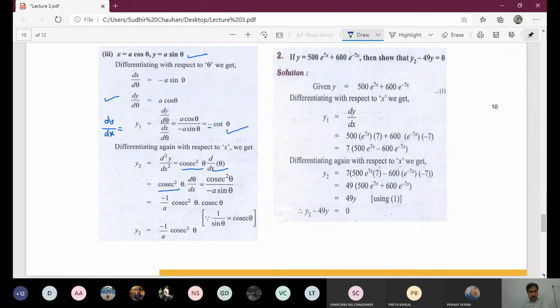So we can write d theta by dx as 1 upon dx by d theta in the denominator. So dx by d theta is minus a sin theta. So we can put the value in the denominator, minus a sin theta. And then we can simplify it. So it is minus 1 upon a, cosec square theta into 1 upon sin theta, which is cosec theta. So again we get cosec theta in the numerator, and now it is minus 1 upon a cosec cube theta. So that is the answer.